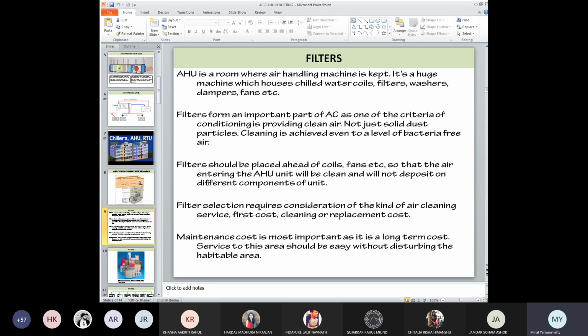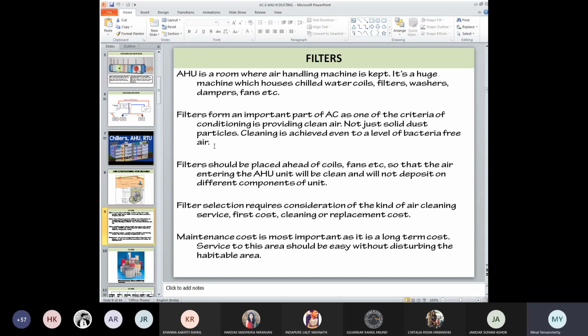Filters form an important part of AC, as one of the criteria of conditioning is providing clean air. It's not just about giving me a good temperature, right? I can put a nice cooler, where I get a cool effect, but it gives me a lot of humidity, and I'm not comfortable. After some time, it is absolutely horrible to stay in that room, and I have to open up the windows. Cooling that also gives, but does it give me comfort?